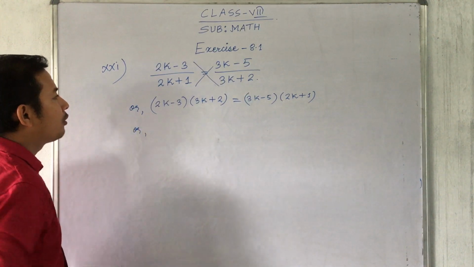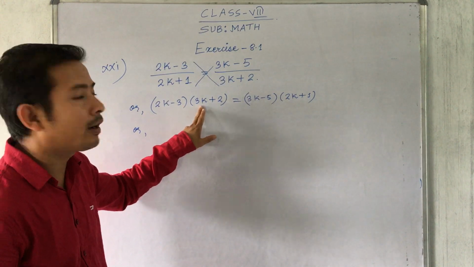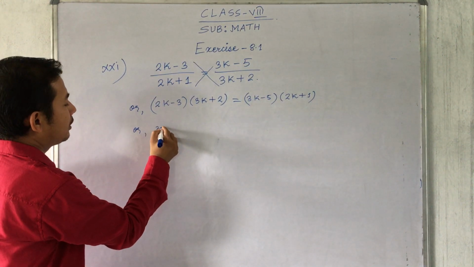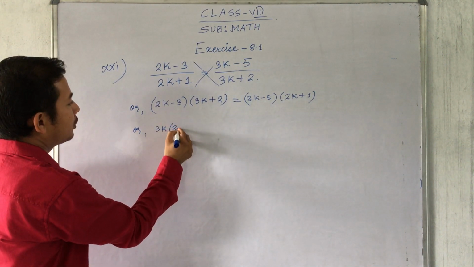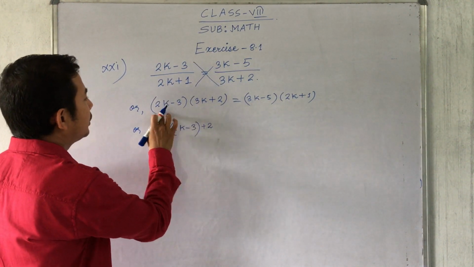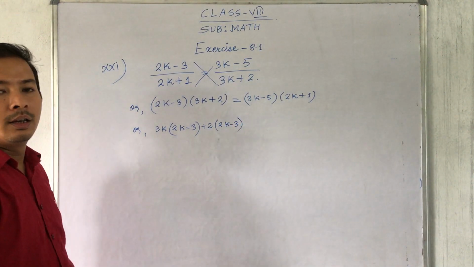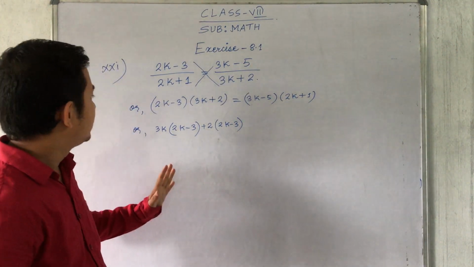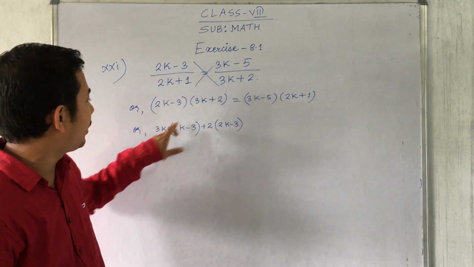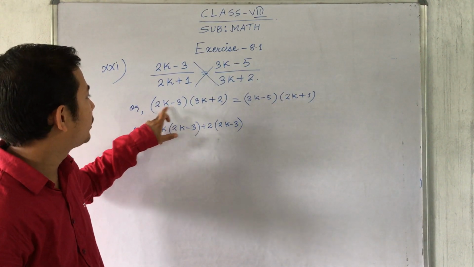Look at here. Now, first of all, we have to multiply this all by 3k only, and then again by 2. Look at it. 3k into this all, 2k minus 3, and again by plus 2. So plus 2 to this all, 2k minus 3. Did you understand or not? Very simple. 2k minus 3 I have multiplied by 3k only here, and again by plus 2 I have multiplied this all, 2k minus 3.